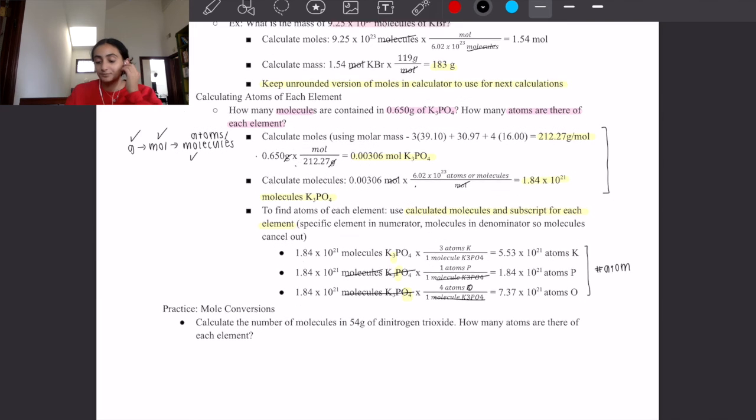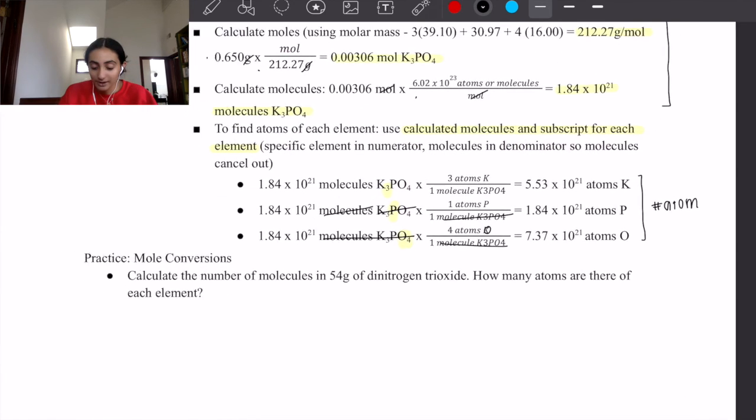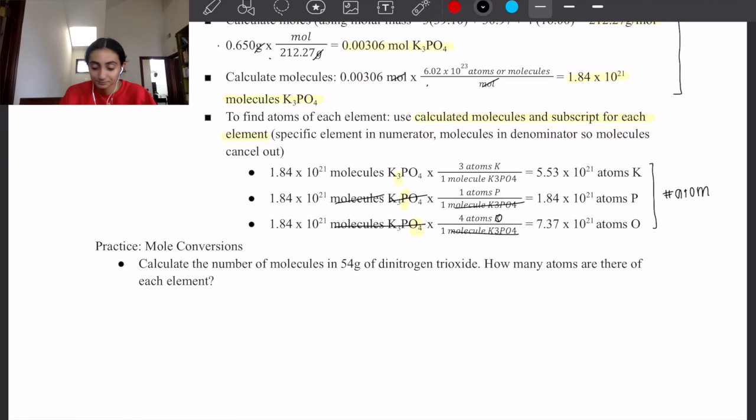and you can get to a new unit. So now we're going to do a practice problem where you're going to calculate the number of molecules in 54 grams of dinitrogen trioxide, and then also how many atoms there are of each element. So try this on your own, and then I'm going to go over the solution.